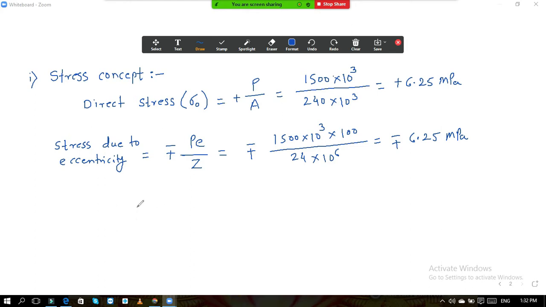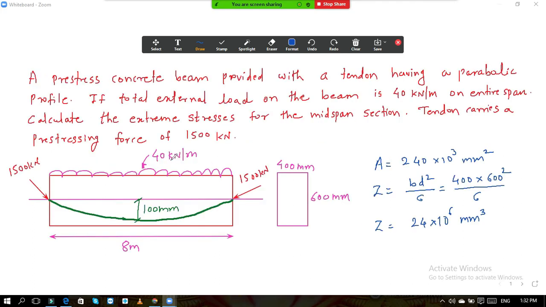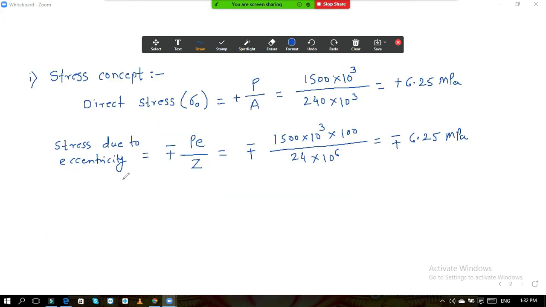Okay, so this is the stress due to eccentricity. Next is the dead load and live load. Here our live load is 40 kilonewton per meter, and dead load we need to find out from the cross sectional dimension. So first of all we will go for dead load.